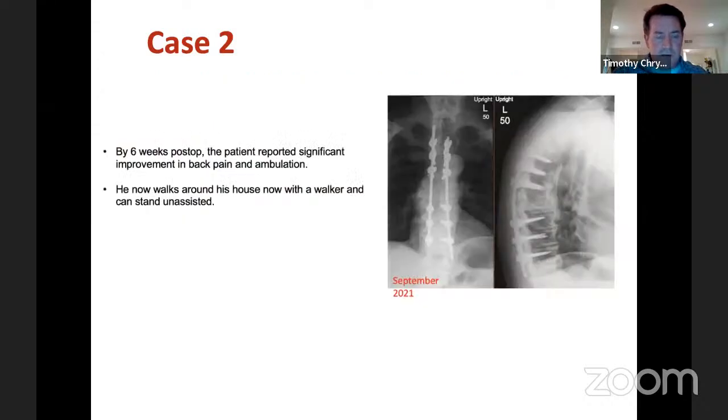So, following our patient here, he was improved. He came back to see Dr. Crandall in his clinic, reported significant improvement in his back pain and his ability to walk, and is now able to get around his house, still with assistance, but notably improved.